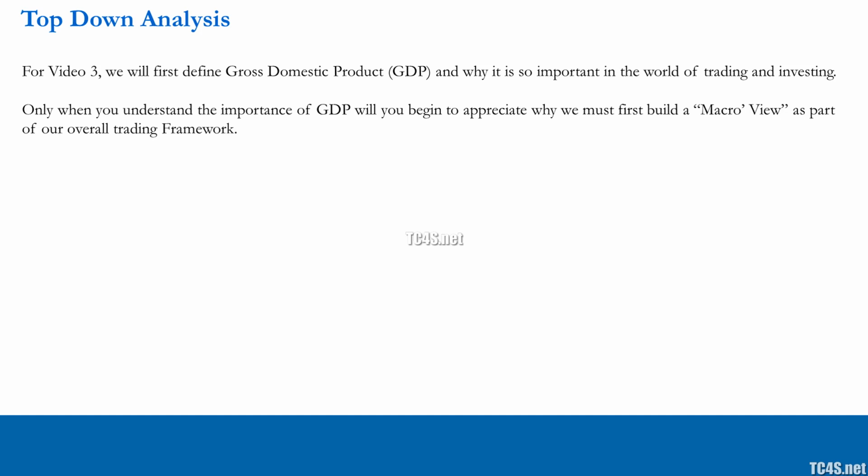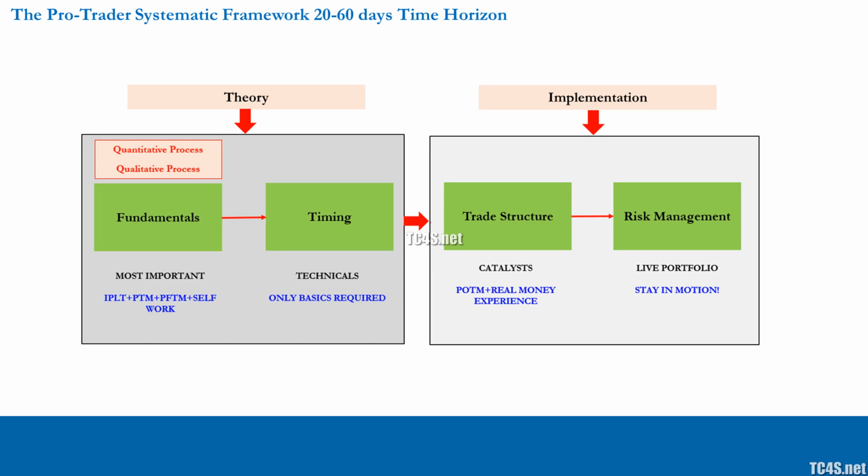And if you recall the framework itself, you'll recall that the majority of our trade idea generation process is rooted in fundamentals. So in front of us here, we have the Pro Trader systematic framework, 20 to 60 days time horizon, split up into the theory and the implementation of a trade idea and running a portfolio. And on the left-hand side, within theory, so our research, when we're researching trade ideas, we are split up into fundamentals and timing. And in the majority, we are fundamental, which is split up into quantitative and qualitative processes.